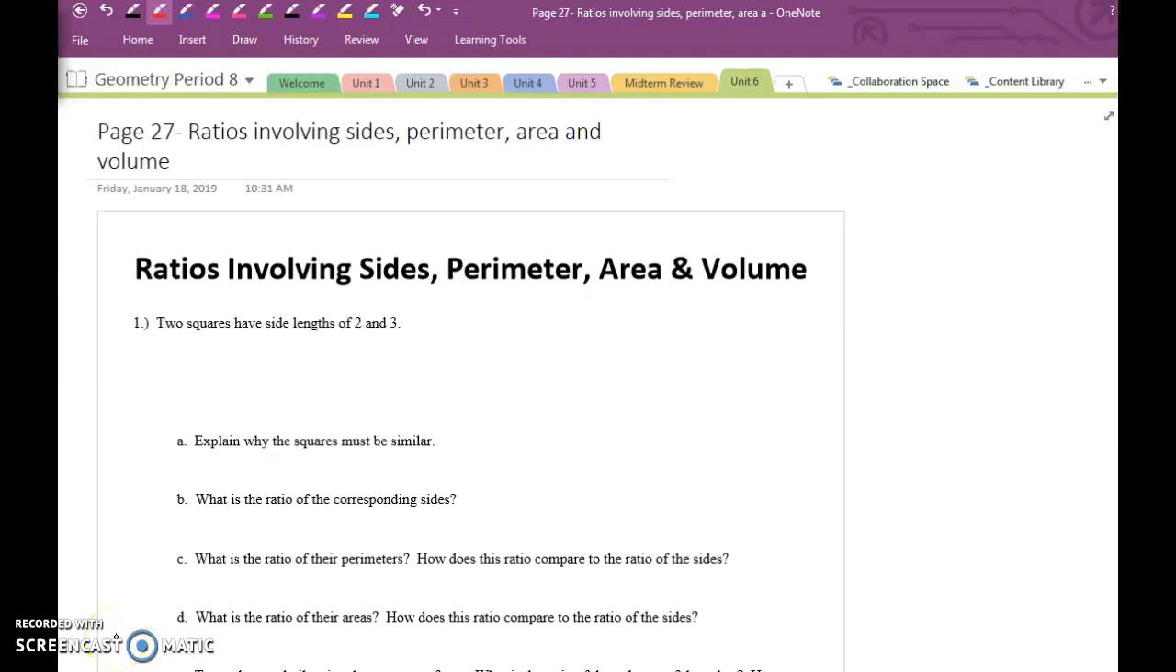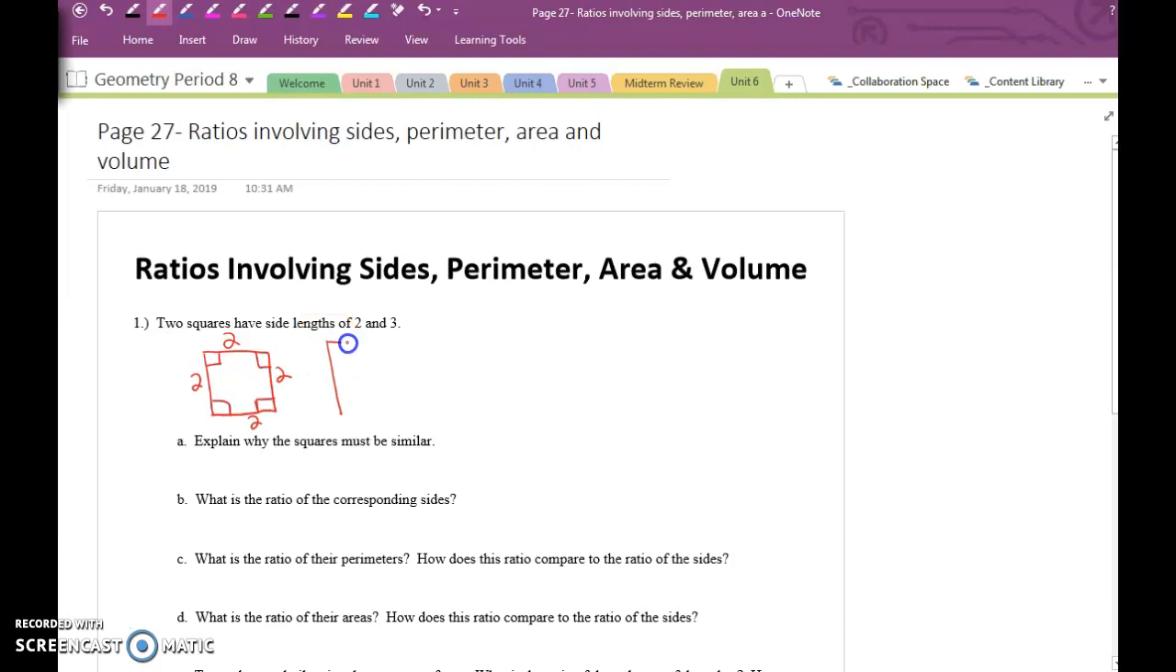Hello, I'm on page 27 in your note packet, ratios involving sides, perimeter, area, and volume. We're going to begin with two squares which have side lengths of 2 and 3, so let's go ahead and draw those. What do we know about the sides of a square? They're all the same, so they're all 2. And the angles are all 90 degrees.